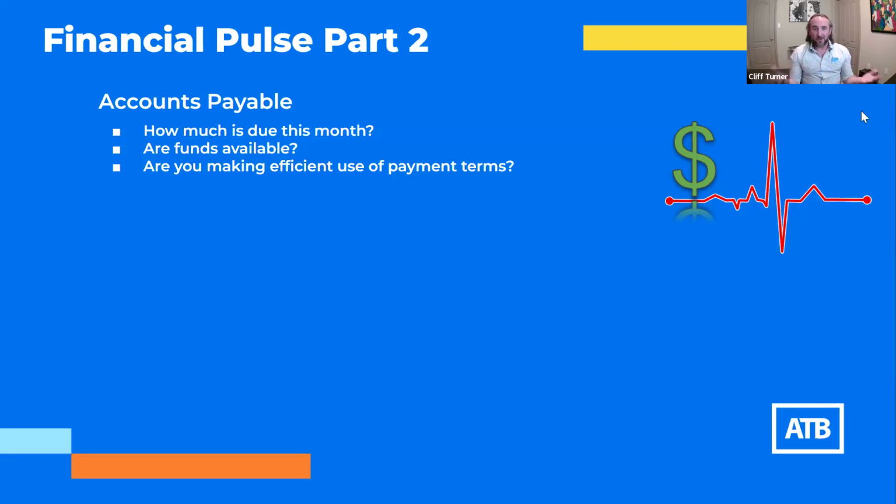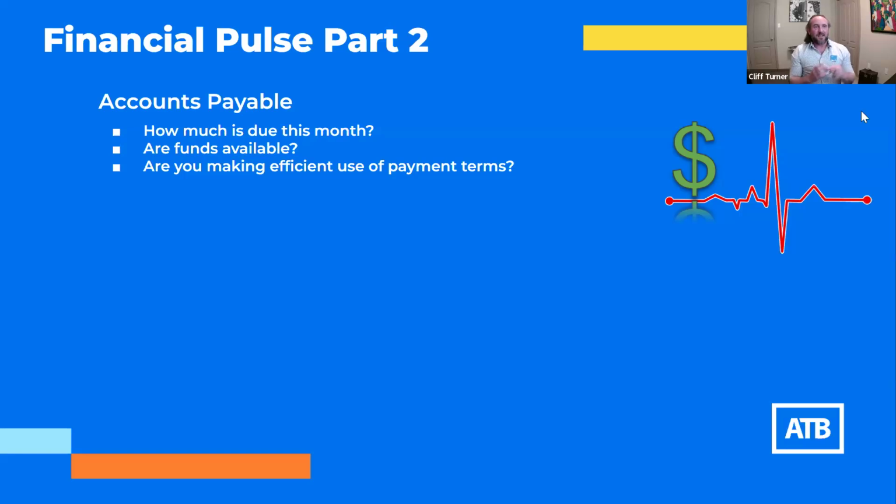So knowing how much we owe to our suppliers and service providers, and how much we have due this month. A lot of times this is top of mind too, because we like to stay on top of our bills, right? So we're asking, how much do I owe? How much do I have available to pay it? And more importantly, each month, am I making efficient use of the payment terms that I have available to me? So this is where you can get a bit creative.